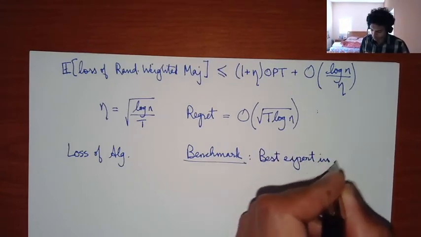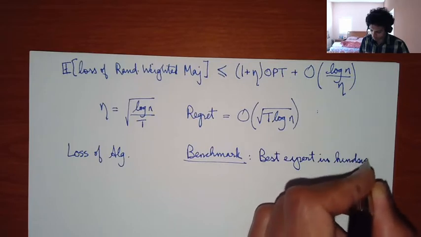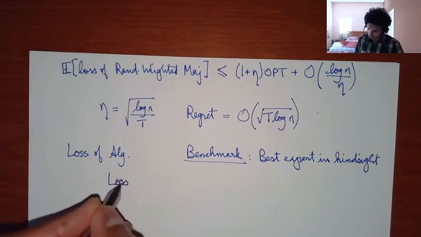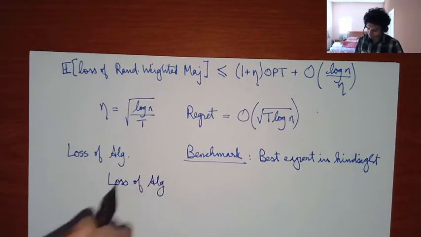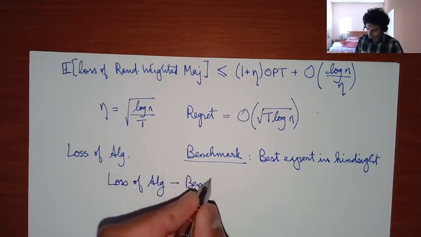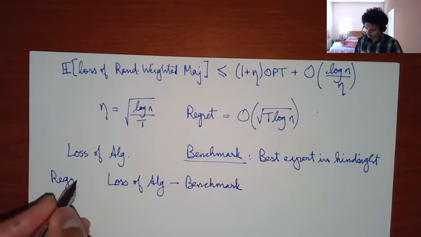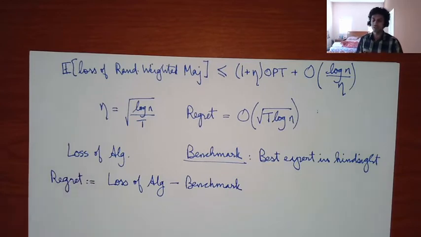So what this says is something like, if you looked at all the loss functions and you could go back in time and just choose one expert to stick with, who's the one that you would stick to? And so the difference between the loss of the algorithm minus this benchmark, this is called regret. So regret is defined to be the loss of the algorithm minus this benchmark.